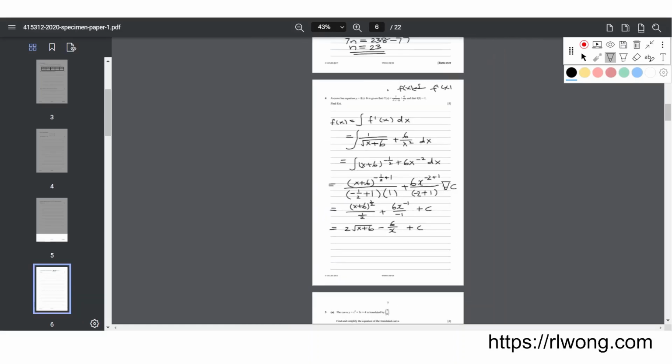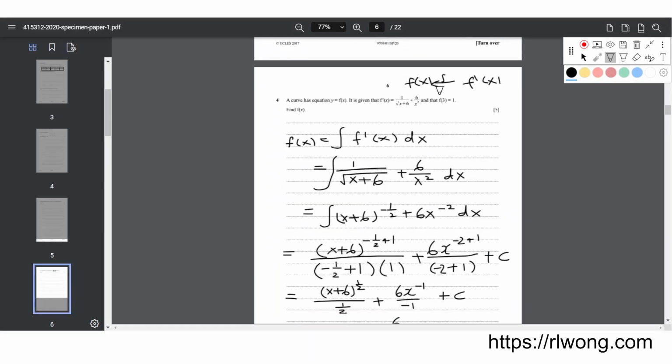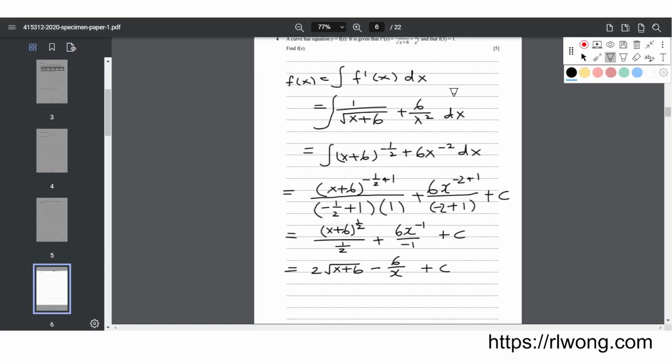Next, I need to find what c is because I'm given f(3) equals 1. So I know when I sub in x equals 3 here, I'll get a value of 1. So I have 2 square root of (3 plus 6) minus 6 over 3 plus c equals 1. I'll simply type this portion into the calculator. So I'll get 4 plus c equals 1. So I know that c is negative 3.